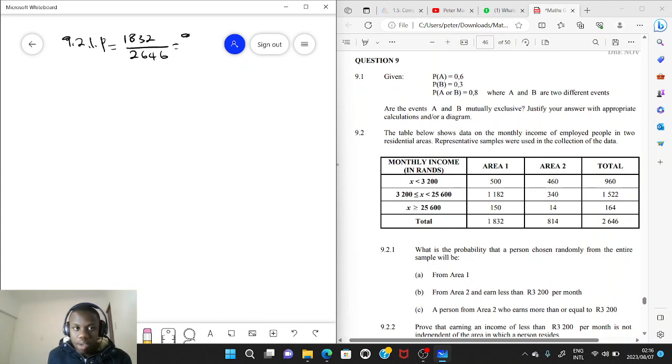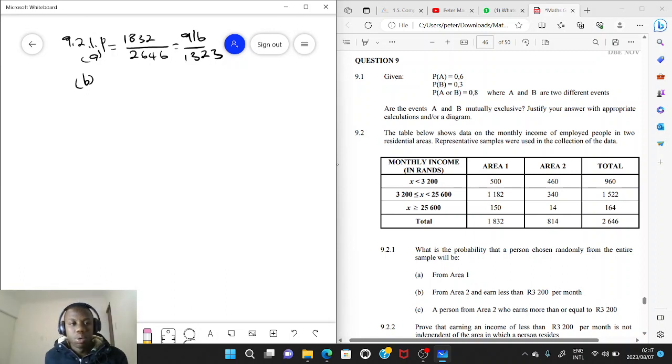We have 916 all over 1. We have 916 over 1, 2, 3. Right? So we are done with the first part, that's A. Now we head to B. So what happens about B?